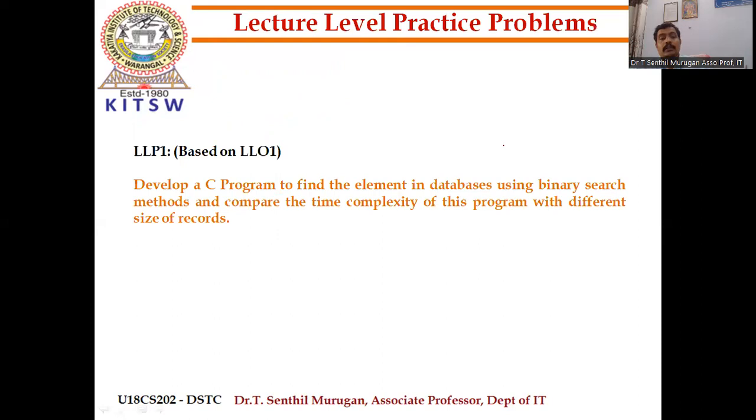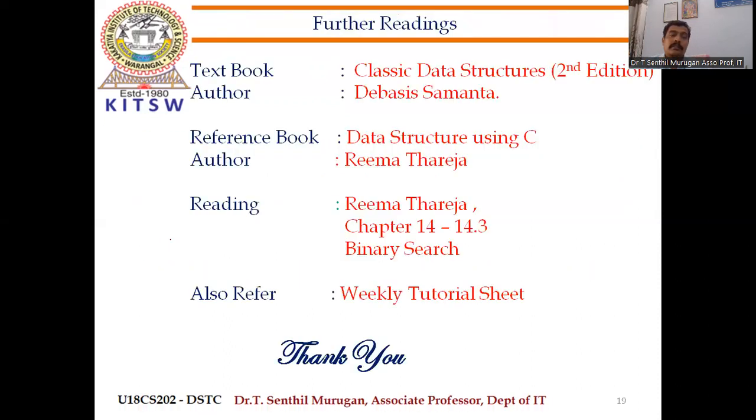Okay. So now we are at lecture level problems. You have to create a C program to find an element in a database using the binary search method and compare the time complexity of this program with different sizes of records. First check with 50 records: how much time the search takes. If 500 records are there, how much time it takes. And how efficient it is, you have to explain here.